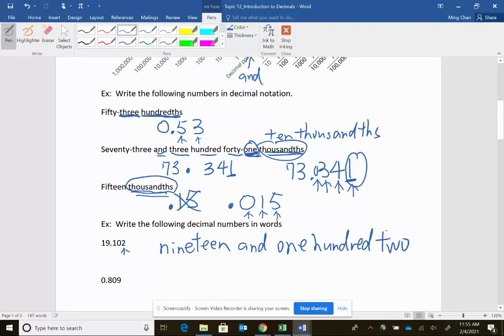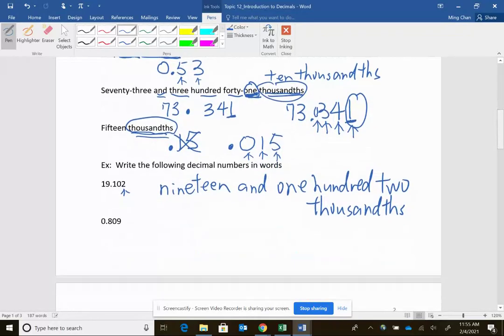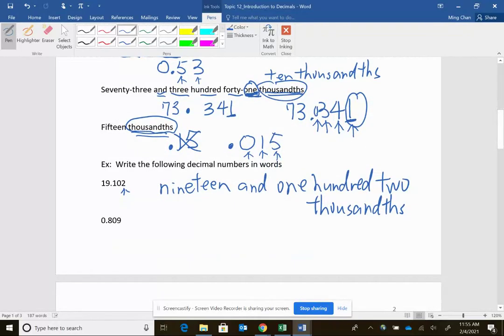And the 2 is sitting on the what? It's sitting on 10, 100,000. Thousandths. There you go. That's how we write it. All right, to read this properly, the way we write it out is reading these decimals properly.